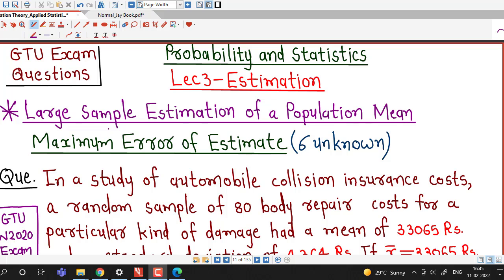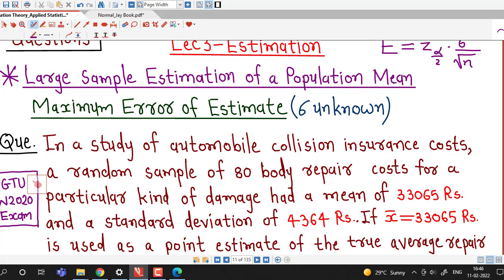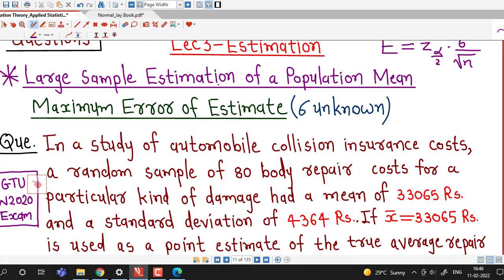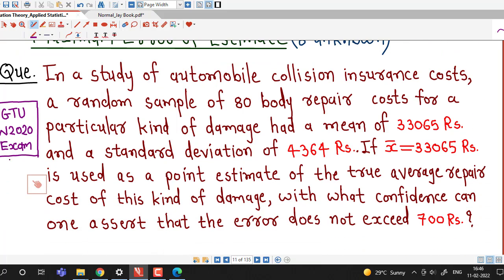In previous lecture we have discussed about large sample estimation of a population mean, and we have seen how we can find out maximum error of estimate using the formula E equal to Z alpha by 2 times population standard deviation over square root of n. Now in this lecture we will discuss one question related to this, which was asked in GTU Winter 2020 exam. So first we understand this question.